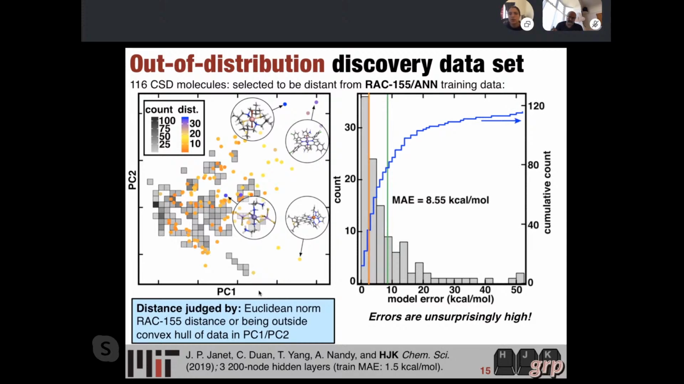Unsurprisingly, when we train a neural net on the data we have, we get a very high mean absolute error of around 8.5 kilocals per mole. So I told you we could do 2 to 3 kilocals per mole or 1 kilocal per mole, but that's only in the case where we're dealing with molecules that are reasonably similar to our training data. So these were, by definition, molecules that contained elements we'd never seen before. They contained chemistry we'd never seen before. But you can see we do really well on a fraction of the data.